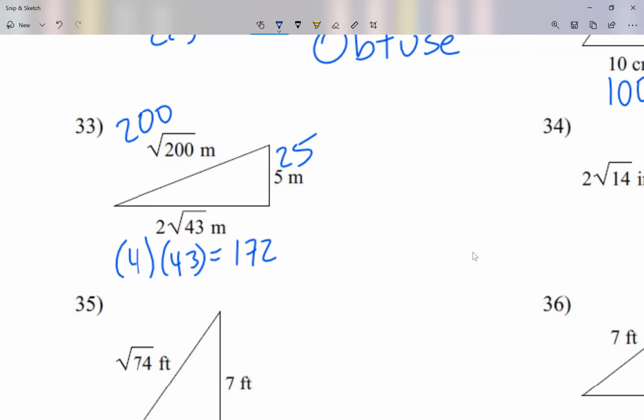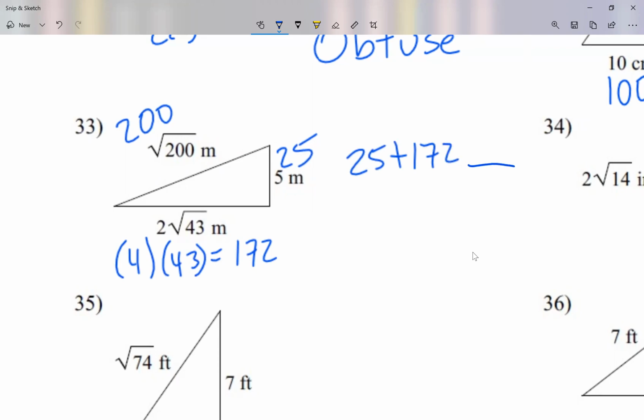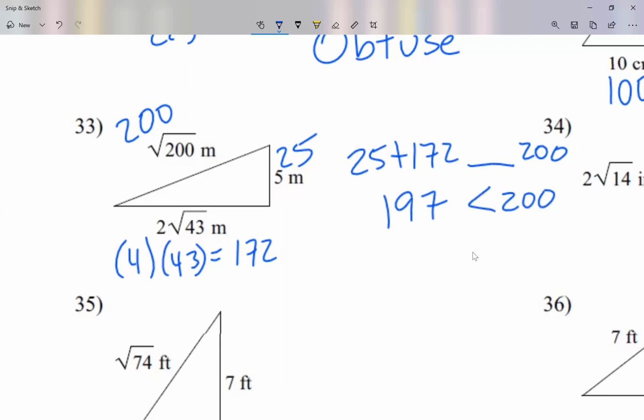So let me just go once. Let me add the two small values. 25 plus 172. Let me leave a space, 200. Again, the space because I don't know if I'm going to get less than, greater than, or equal to sign. Now, 25 plus 172 is 197. And I know 197 is less than 200. So based on our formula, this triangle is obtuse.